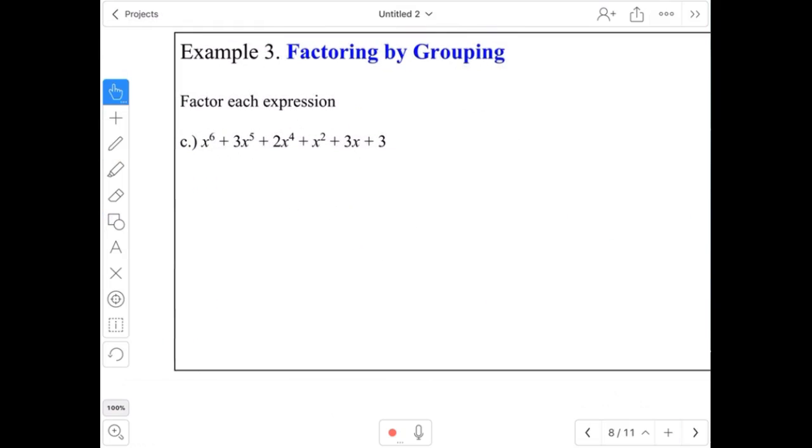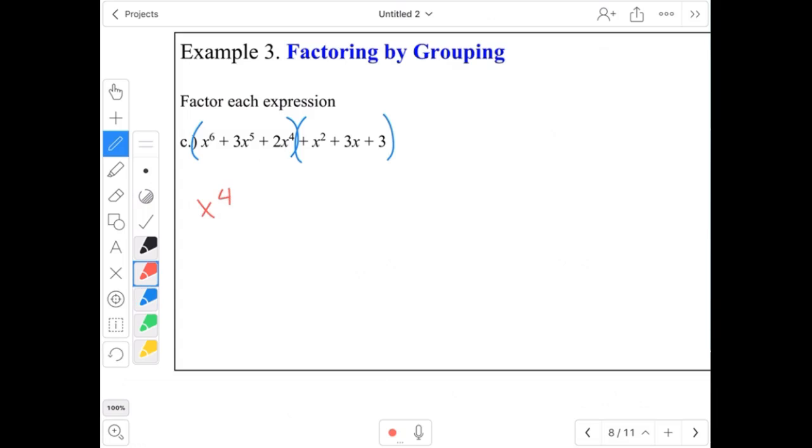We'll try a factor by grouping of a little bit bigger of a polynomial. So again, we have three things total. If I am looking at this, it looks like the first group, I should be able to take out x to the 4th. And that leaves me with x squared plus 3.